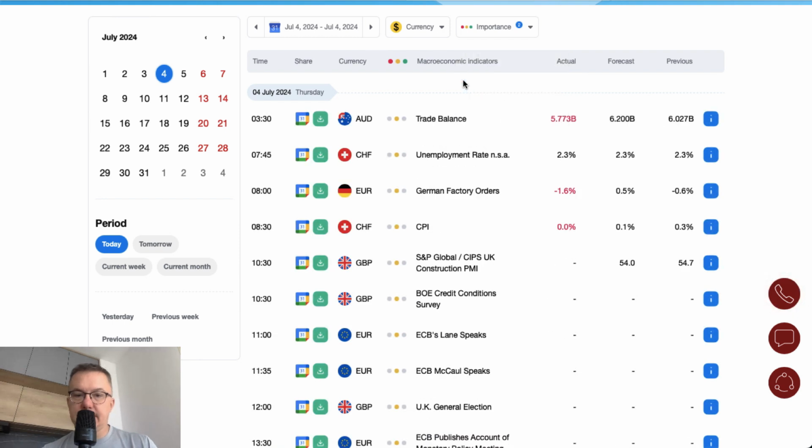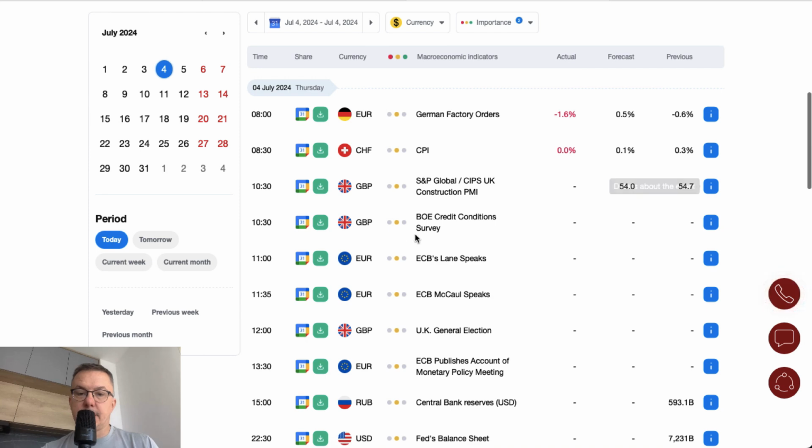And we got now data from Australia. Trade balance from Australia shrinks from $6.027 billion to $5.77 billion. Rate in Switzerland stays at the same level, 2.3%, and German factory orders plunge even more from minus 0.6% to minus 1.6%, which is way below the forecast of over 0.5%. CPI in Switzerland at the level of 0%, so down from 0.3% as well.